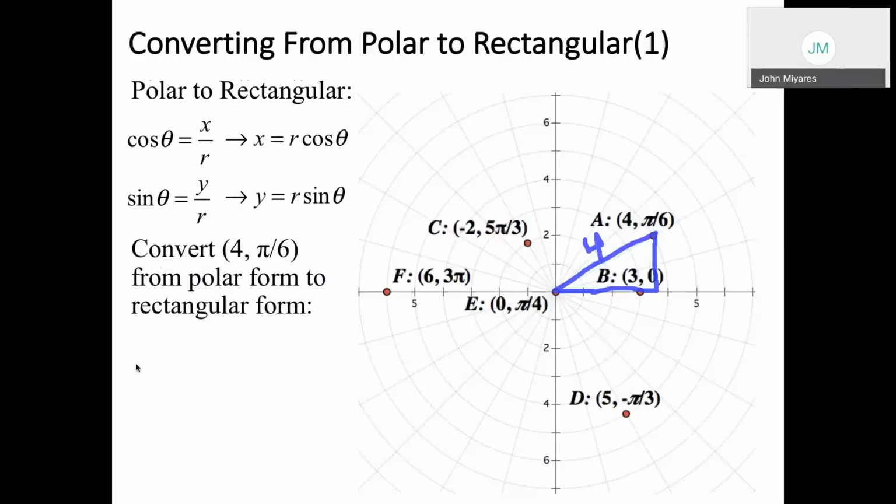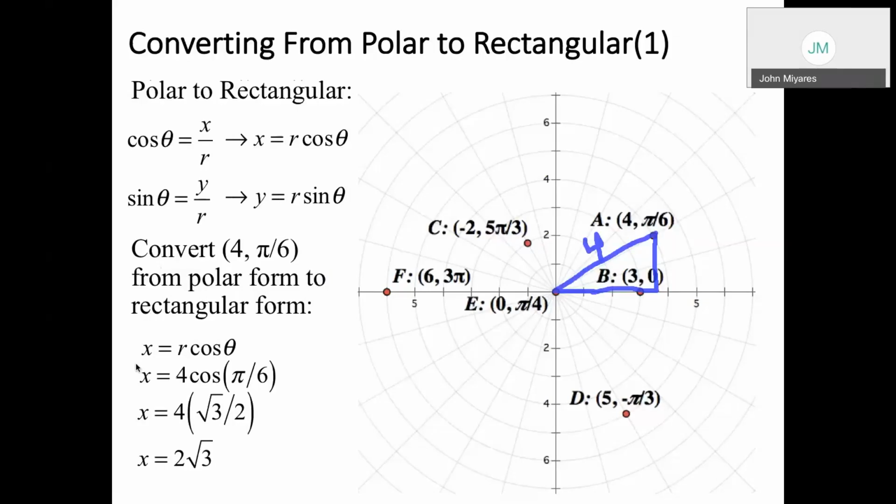For x, let's take r times the cosine of theta, which becomes 4 times the cosine of pi over 6. The cosine of pi over 6 is the square root of 3 over 2, which if we multiply that by 4 will give us 2 square roots of 3.